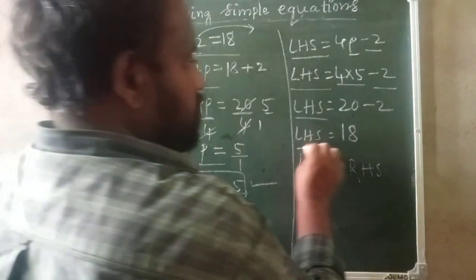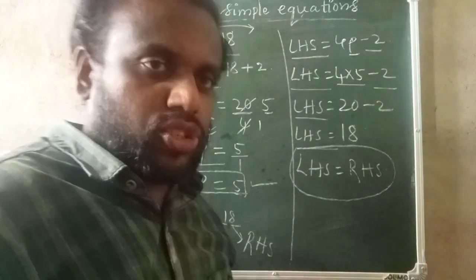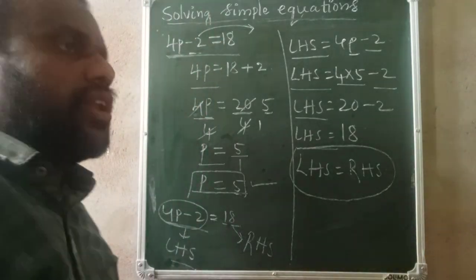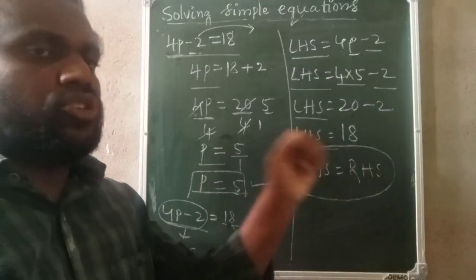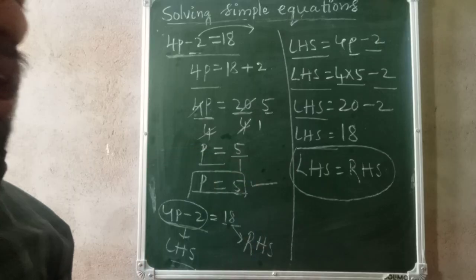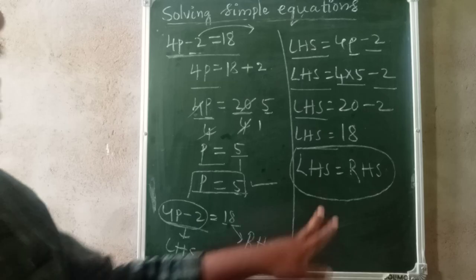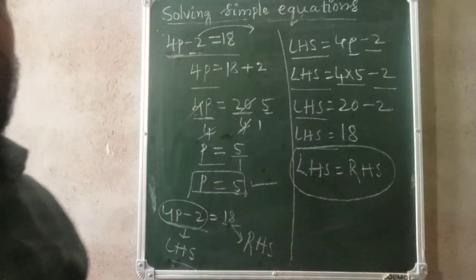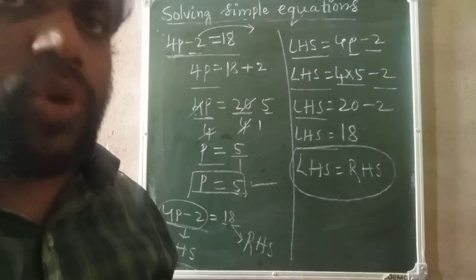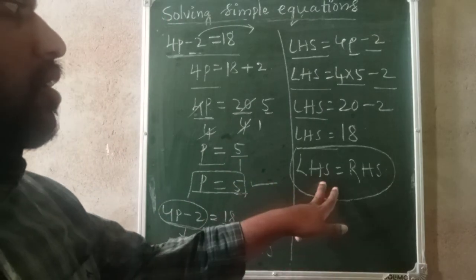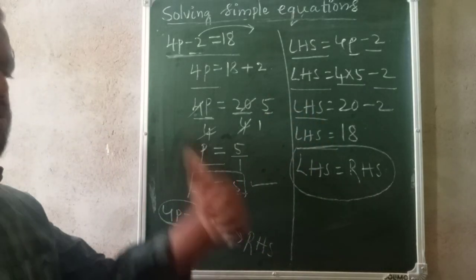So we got LHS is equal to RHS. Now it is very important to remember: whenever you get LHS equal to RHS, you can understand the answer is correct. p is equal to 5 is the correct answer, because we got LHS equal to RHS. In case you get LHS not equal to RHS, then the answer is wrong. But in this case we have got LHS equal to RHS, so this answer is correct.